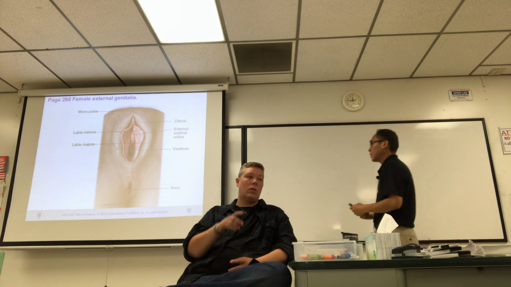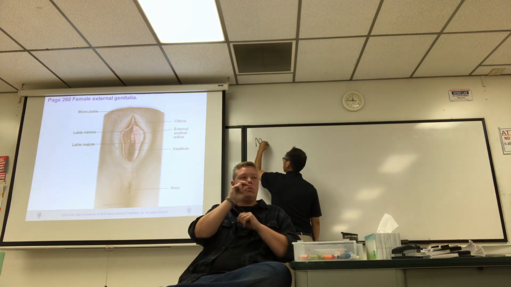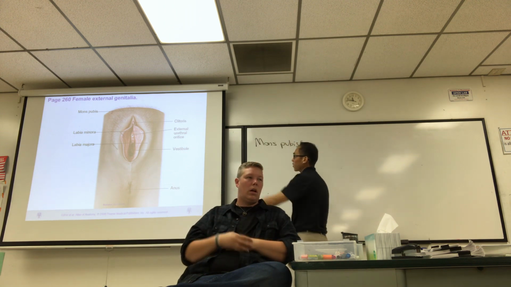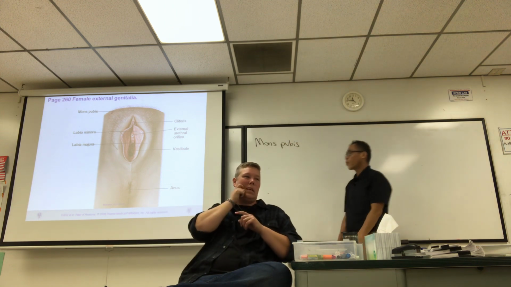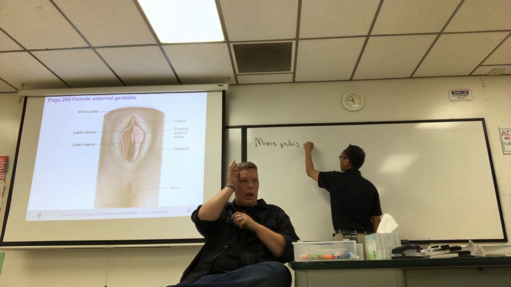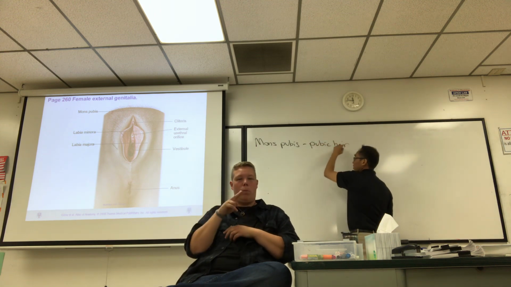So the basic anatomy is, let's start with the mons pubis for this picture. It's just the top part, the skin over the pubic bone where you have pubic hair, right? That's why they got its name. I'll just put pubic hair. That's basically what you see there.